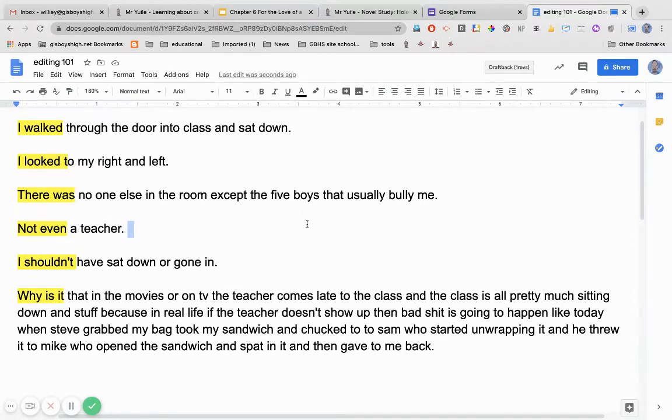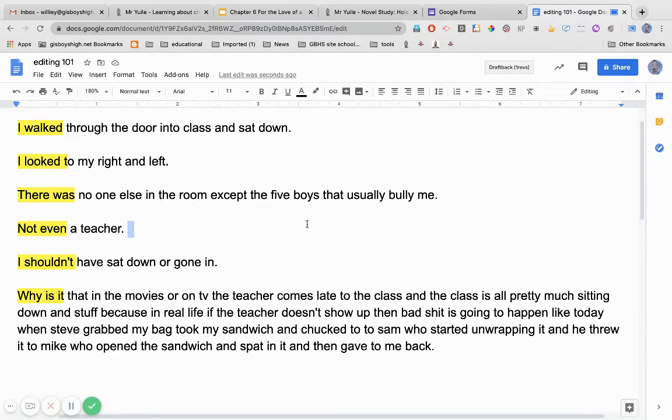So the next step then for me, and this is where things get a little bit more complex, is trying to figure out what we can do with these sentences to maybe change things around a little bit, make it sound a little bit more interesting, and maybe combine a couple of ideas so we're not looking at a whole lot of short, simple sentences. So if I look at the first one, I walked through the door into class and sat down. I looked to my left and right.